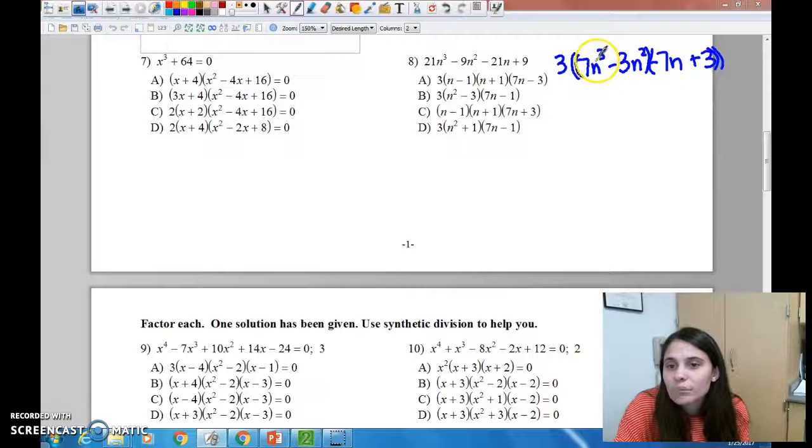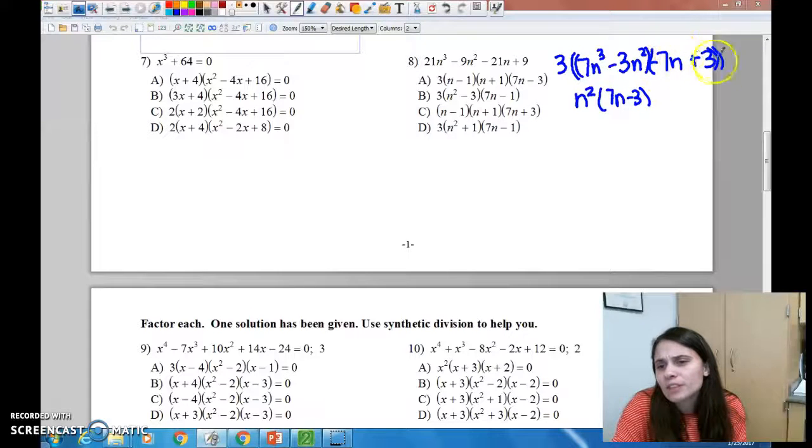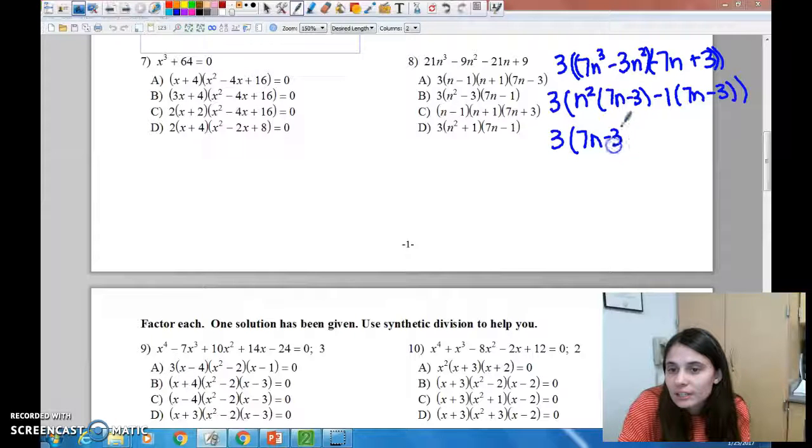So right here, I can pull out an n squared. So I have n squared, and then I'm left with 7n minus 3. And then here, this is a negative in front, and I don't ever want my variable to be negative, but there's no number I can really factor out of 7 and 3 besides a 1. So I'm just going to factor out a negative 1, and then I'll be left with 7n. 3 divided by negative 1 is a negative 3. And I still have my 3 poking around on here. So now my parentheses match, which is a good sign. So my parentheses, I have 7n minus 3, and then I'm left with n squared minus 1.